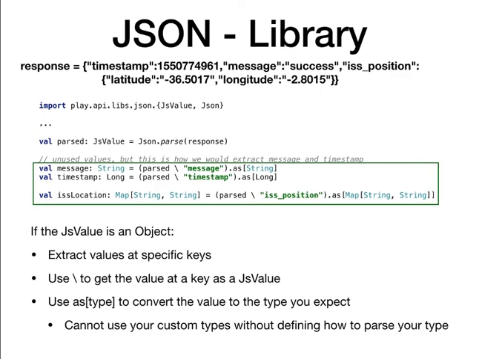And then finally, the ISS position. Well, I can convert that to a map of string. And now those three values that we expect to have in Scala, we can convert them to those types and parse all these values out the way we expect.